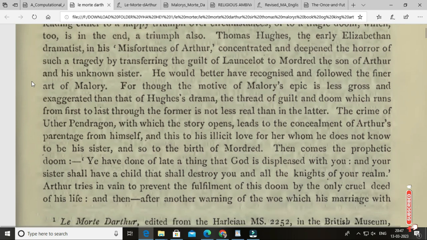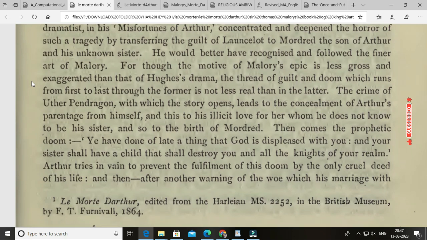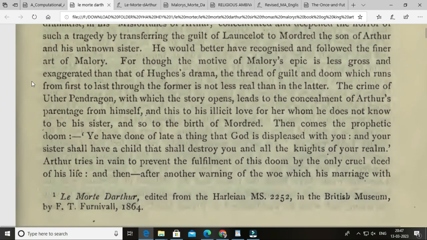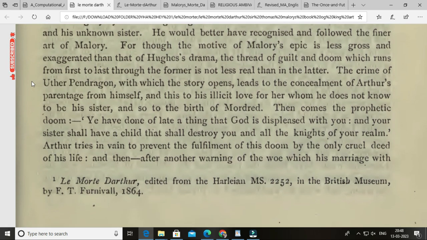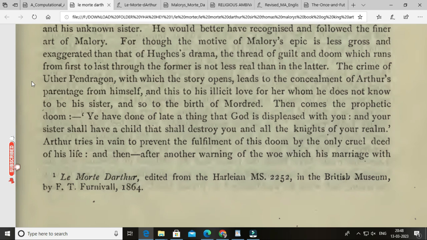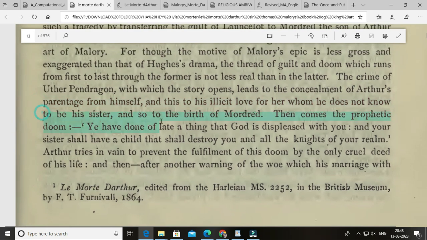He would better have recognized and followed the finer art of Malory, for though the motive of Malory's epic is less gross and exaggerated than that of the Elizabethan drama, the thread of guilt and doom which runs from first to last through the former is not less real than in the latter. The crime of Uther Pendragon, with which the story opens, leads to the concealment of Arthur, and so to his own unwitting love for his sister, and so to the birth of Mordred.